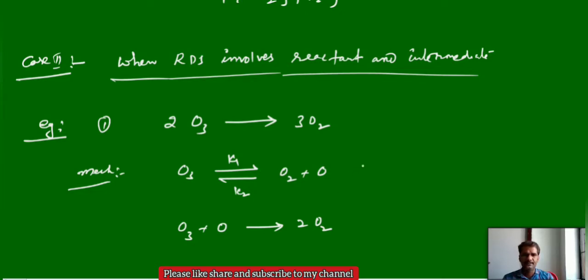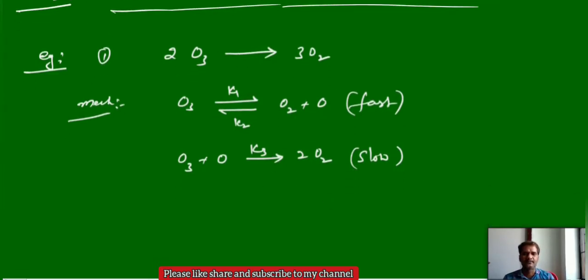Out of these two steps, the first one is the fast step and the second one is the slow step, and this is K3. So, slow step means rate determining step, we know that. Now, this rate determining step, or RDS, involves O3. Anyhow, this is a reactant, but what is the nascent oxygen? This is the intermediate for this reaction.